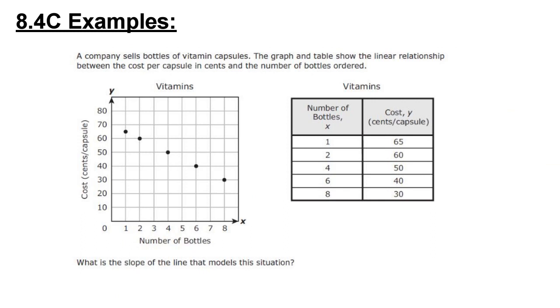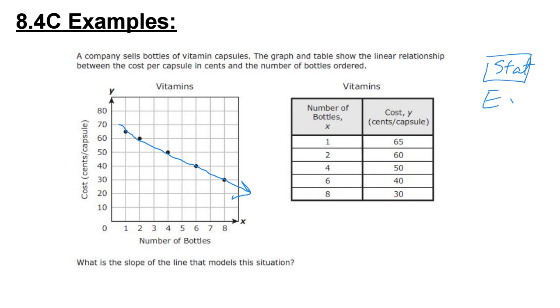Here's another one. This company sells bottles of vitamins. The graph and table show the linear relationship between the cost per capsule in cents and the number of bottles ordered. What is the slope of the line that models this situation? Well, we can see the slope is going to be negative. It looks like the slope is going down. It certainly is. So we know the slope is negative. But again, I'm going to use stat edit to do the table.